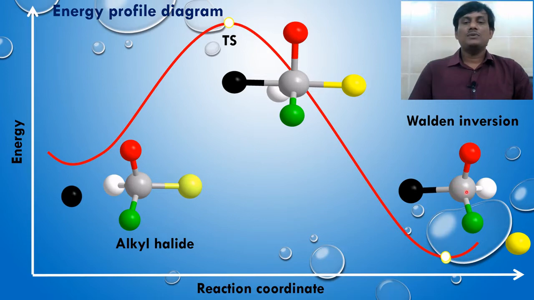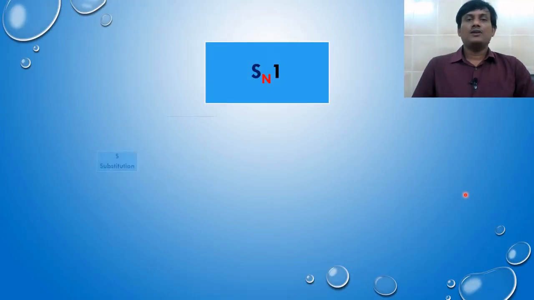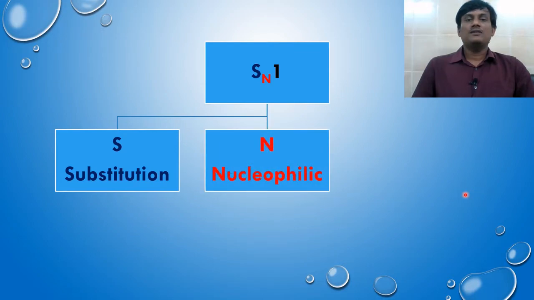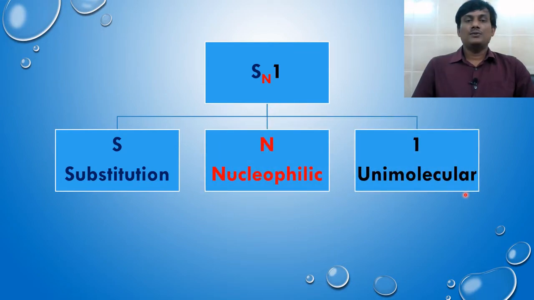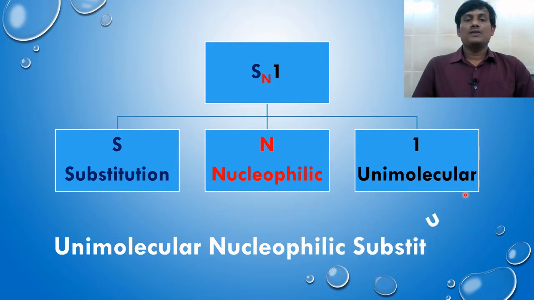The stereochemistry, if you observe the reactant stereochemistry. And let's take SN1. In SN1, S stands for substitution, N stands for nucleophilic, and 1 stands for unimolecular. So the name will be unimolecular nucleophilic substitution.